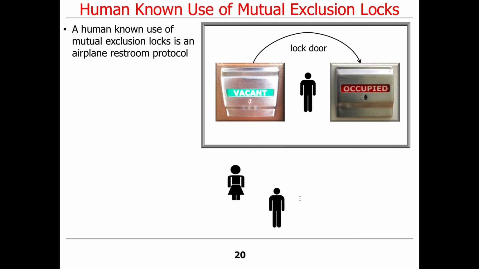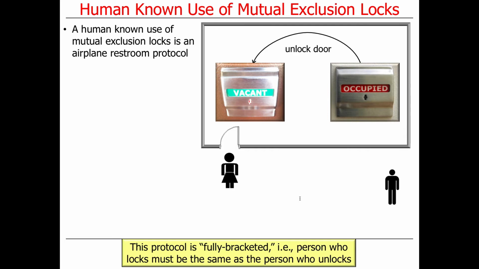If anybody shows up who wants to use the restroom while it's occupied, they have to queue and wait. Sometimes the crew will yell at you and say you can't queue at the front of the plane, and so on. But you're still queuing somewhere. You may have to go to the back of the plane. When you finish, that changes the state from occupied back to vacant. At that point, someone else can come in because the lock is available to be acquired.